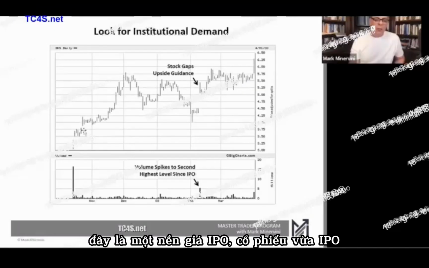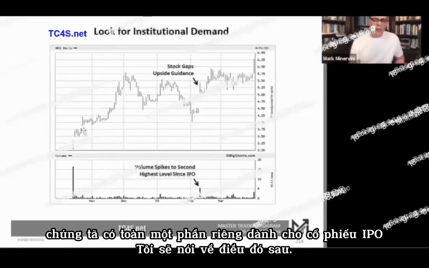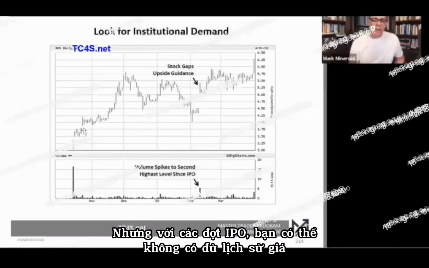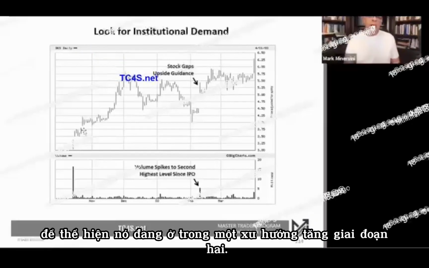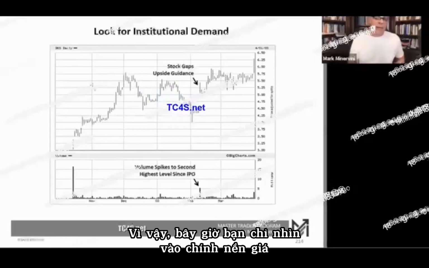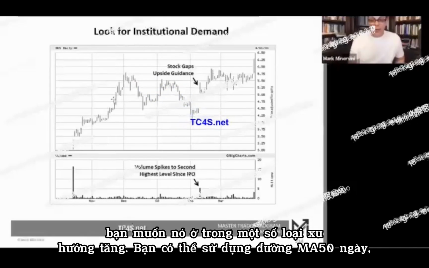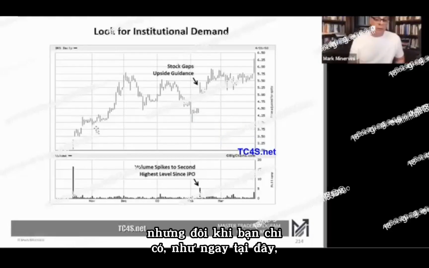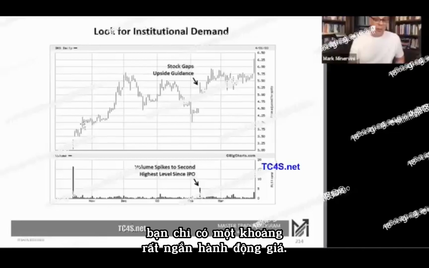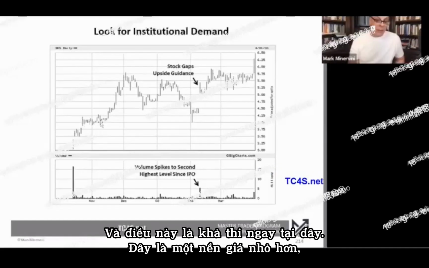It's a recent IPO, and with IPOs, we have a whole section on IPOs. I'm going to talk about that later. But with IPOs, you may not have enough price history to be in a stage 2 uptrend. So now you're just looking at the price base itself, and you'd like it to be in some type of uptrend. You can maybe use the 50-day, but sometimes you just have, like right here, a very short amount of price action, and this was buyable right here.